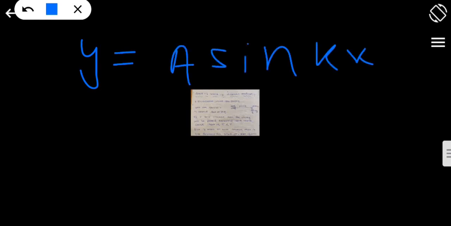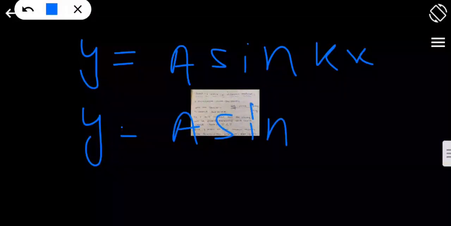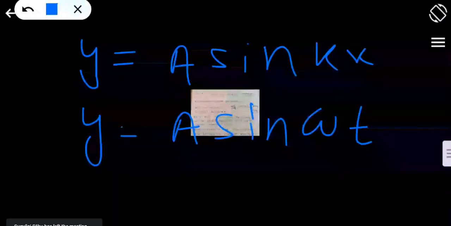So last class we discussed that when the time is constant for the wave, we got the equation y equal to a sine kx. Okay, this is for when the time is constant. When the displacement is constant, then the equation of wave is a sine omega t.